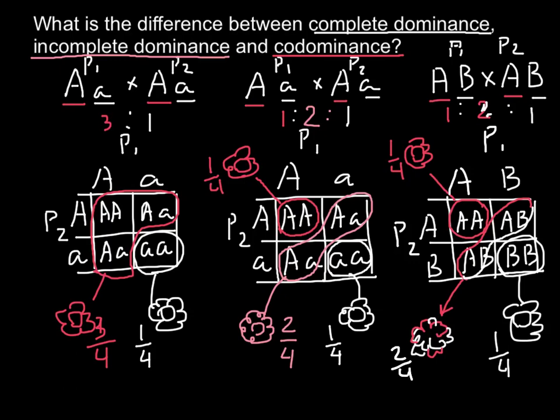So this is the difference between these 3 types of dominance: complete dominance, incomplete dominance, and codominance.